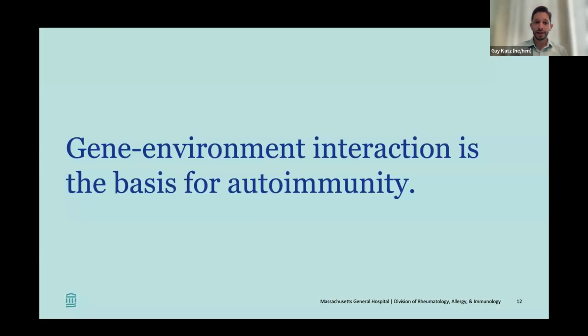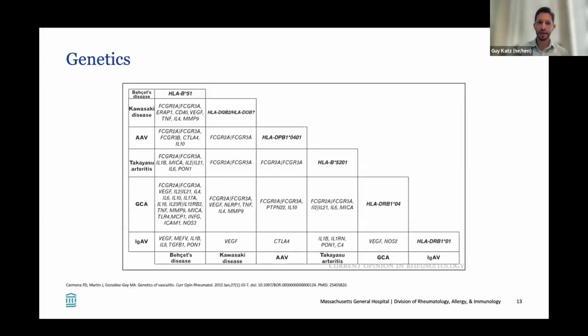So the key here is that the interaction between genes and environment is really what underlies autoimmunity for vasculitis and other autoimmune diseases as well. Now, this is not a talk about genetics, but I do want to really emphasize the point that all of the environmental factors that we're going to be talking about today really happen on top of the genetic underpinning that underlies the risk for all of these diseases.